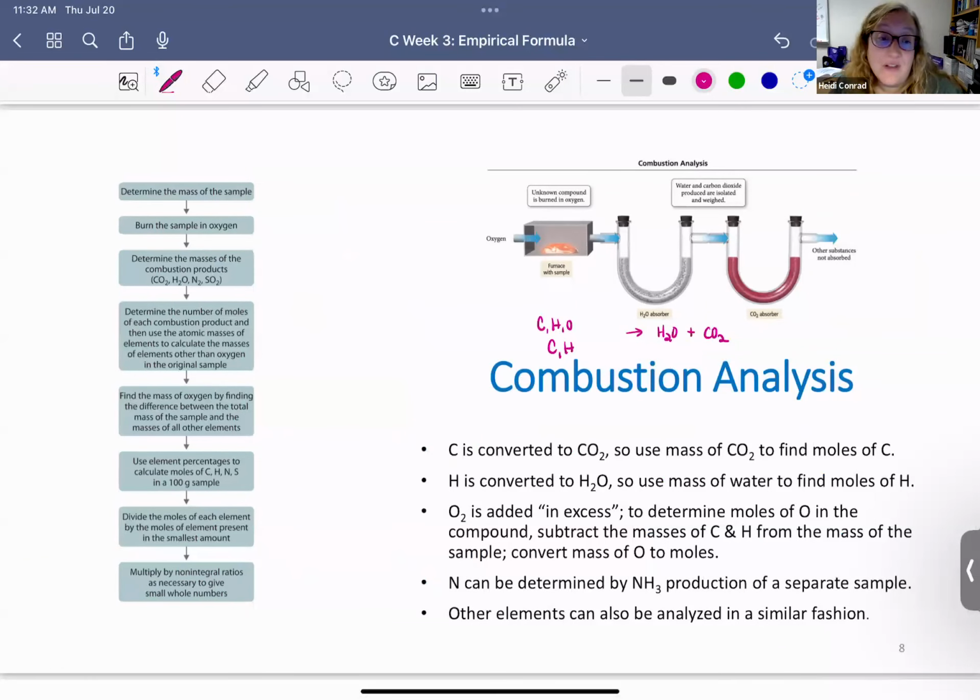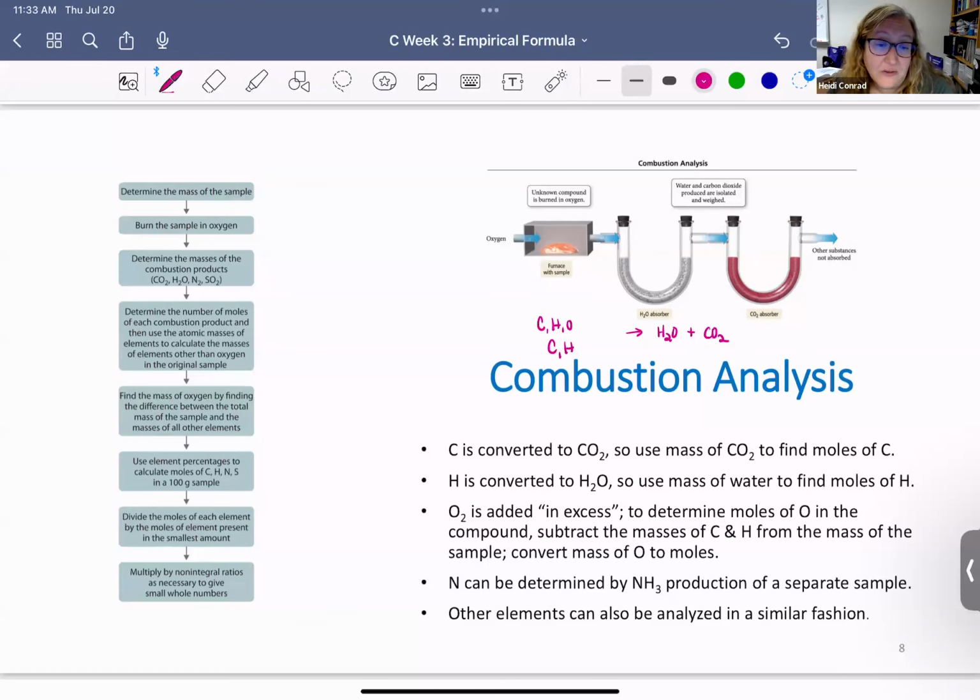The carbon in our original sample has been converted to CO2. We use that mass of CO2 to find how many moles of carbon were in our original sample. The hydrogen in the original sample has been converted to water, so we can use the mass of water to back calculate the original number of moles of hydrogen. Now, oxygen can be a little tricky. Oxygen is added in excess. So if our sample has oxygen in it, we're also adding extra oxygen to the system. So we can do kind of a backwards way of finding how much oxygen was in the sample, and I'll show you what I mean by that.